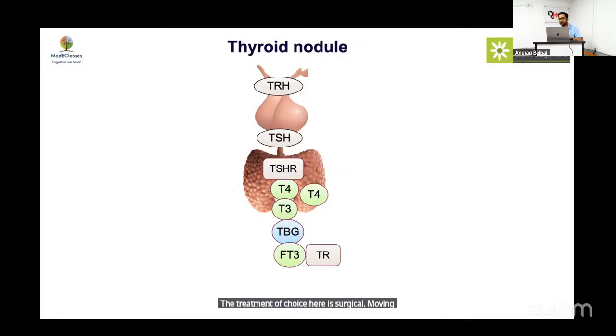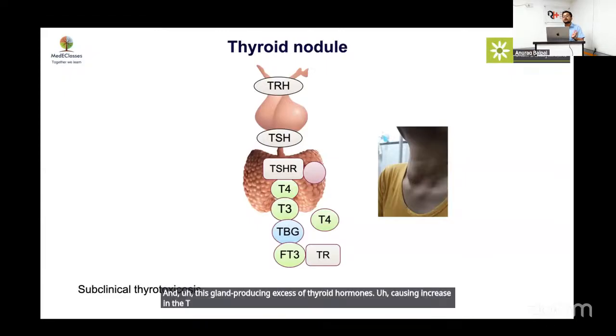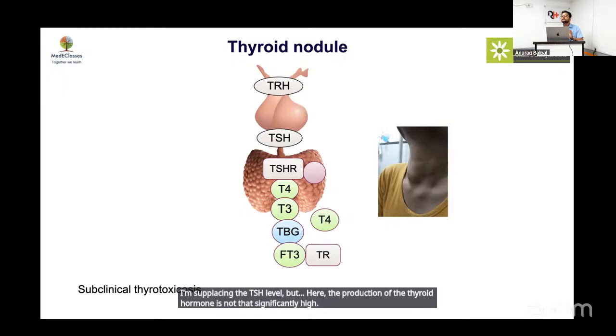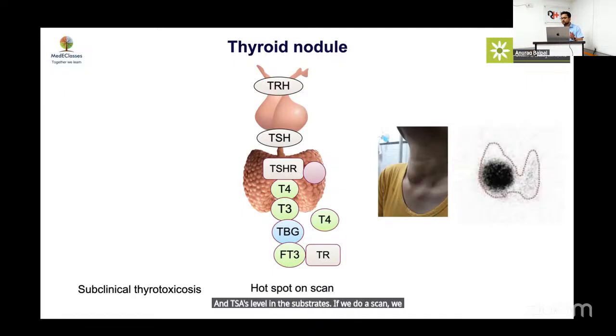Moving on to the thyroid nodule. Thyroid nodule is nothing but just localized swelling of the thyroid gland, and this gland producing excess of thyroid hormones, causing increase in the T4 and T3 and suppressing the TSH level. But here, the production of the thyroid hormone is not that significantly high. So usually this is present like a subclinical thyrotoxicosis where T4, T3 level are normal or higher normal and TSH level will be suppressed. If we do a scan, we can see a hot spot on the scan, and the treatment of choice here in pediatric population is surgery.